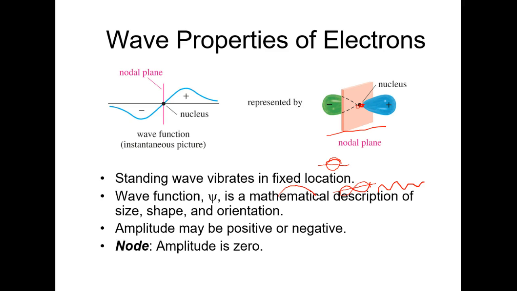What I want you to understand is that an s orbital is a sphere shape, and there are three types of p orbitals. There's a py, where the p is in the y-axis. There's a px, where you have this standing wave in the x-axis, and a pz, which is in three dimensions, coming in and out of the plane. The node is basically where the amplitude is 0.